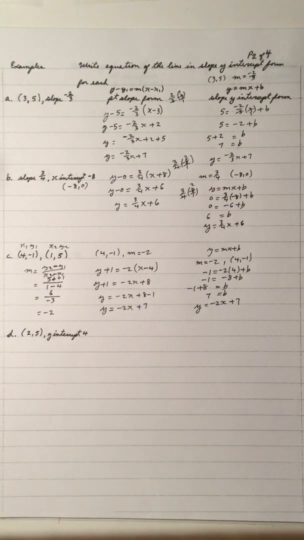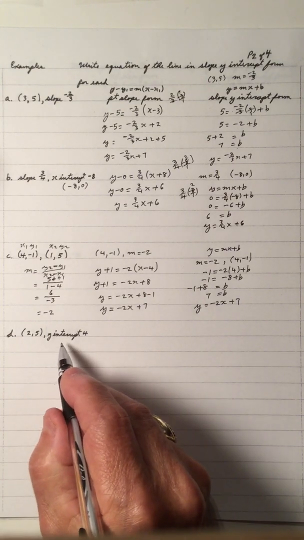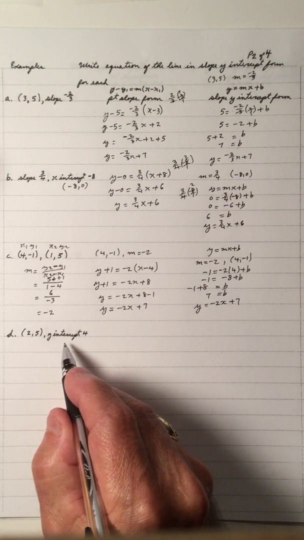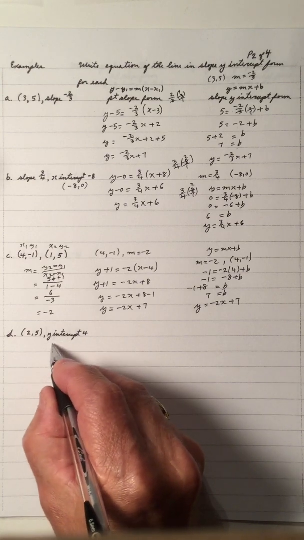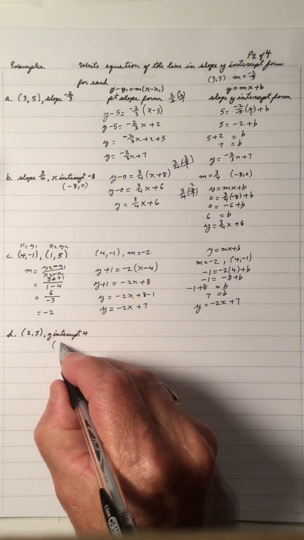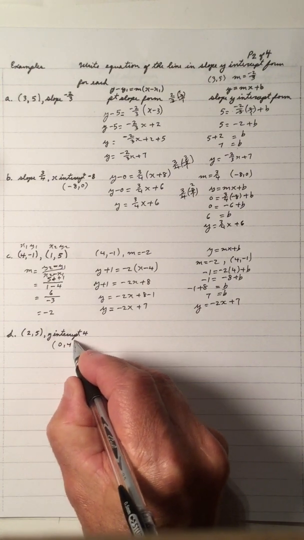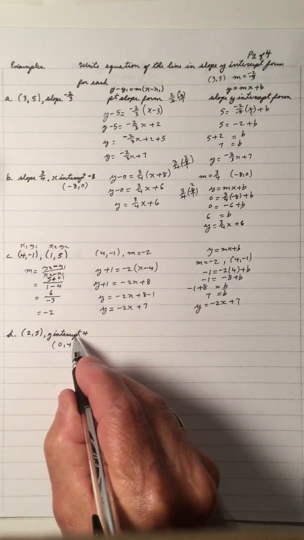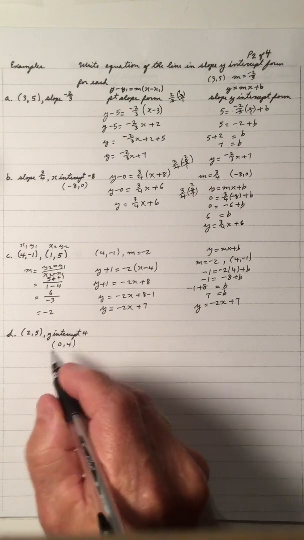Now we need to find the slope y-intercept form. So I need a slope. So let's go and get a slope. And if I have a y-intercept of 4, that's 0, 4. So the y-intercept of 4 gives me a point. So I have 2 points.